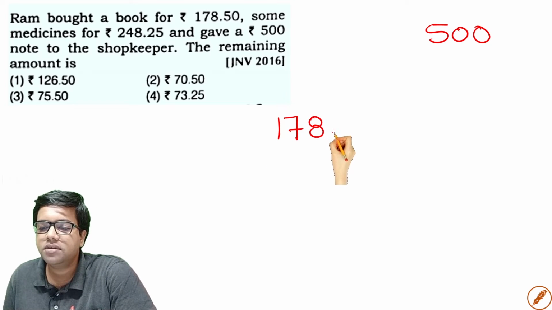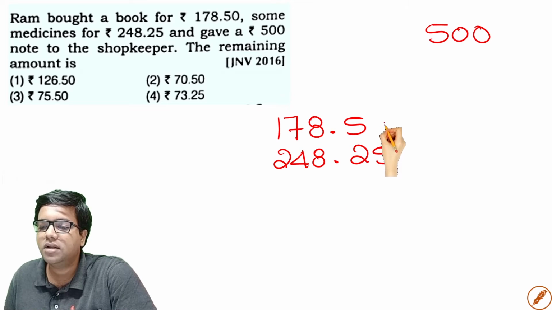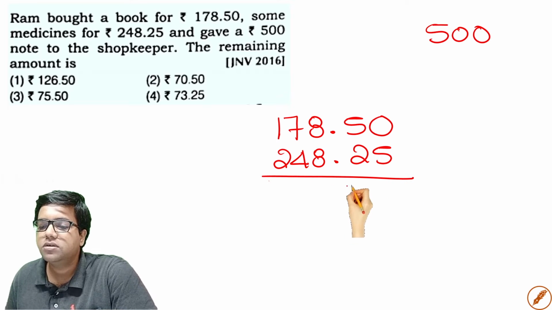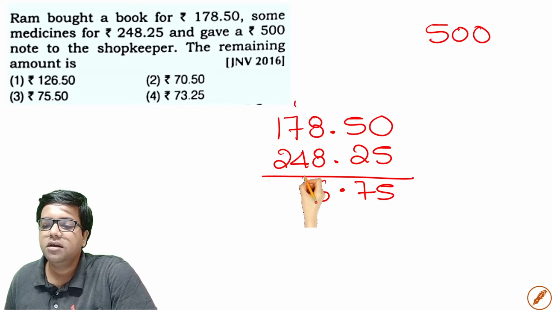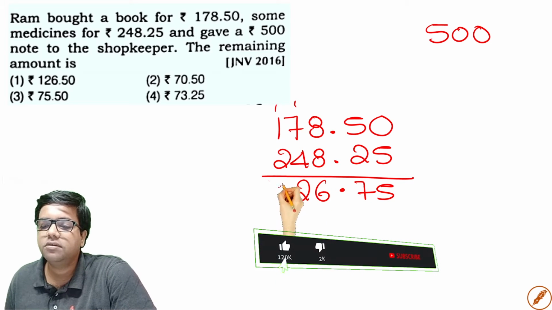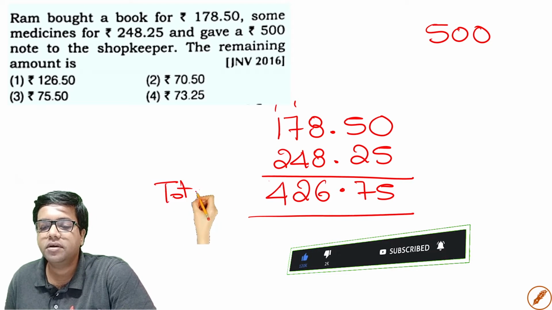178.5 rupees, and 248.25 rupees. So nothing is there. Here I will keep a 0. So this gives me 75 on the paisa side. On the rupee side, 8 plus 8 is 16, carry over 1. 8 plus 4 is 12, carry over 1. 426.75. This is the total bill, right?